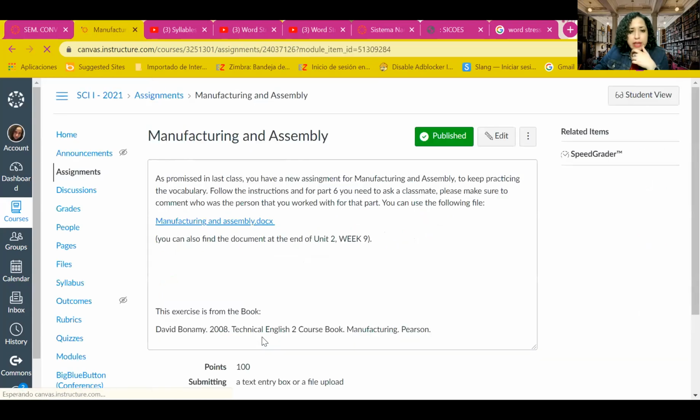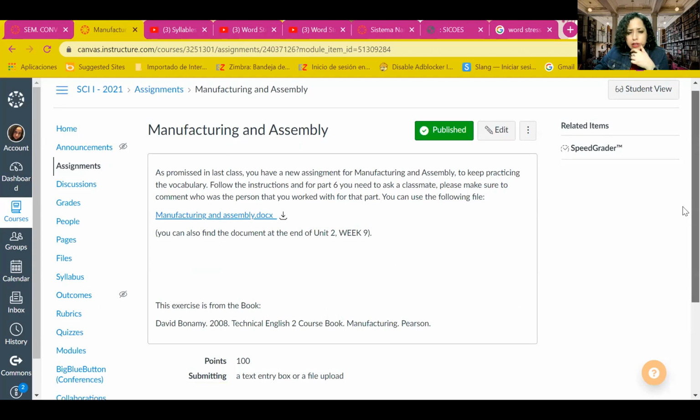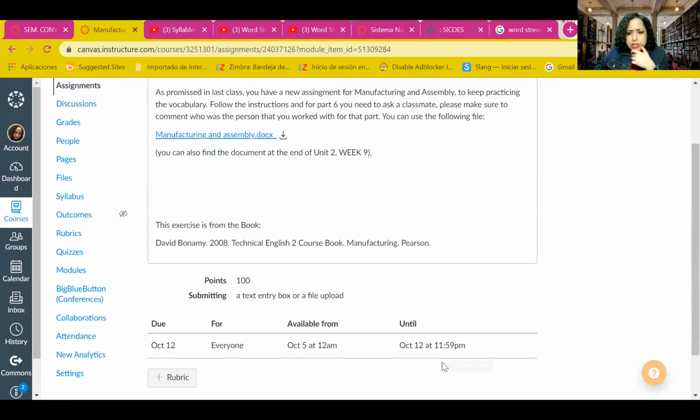It's from a book that is called, I think it's an engineering and, let me see, I have the reference at the end. I need to make sure that I tell you which book it is. I believe it's about English for engineers. Oh, it says here, Technical English 2 course book, and it's for the manufacturing part.